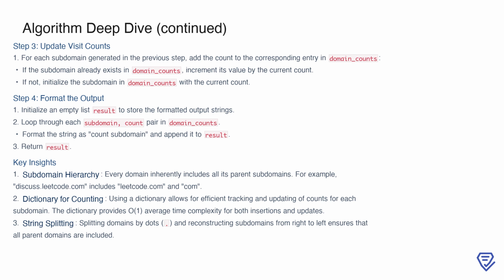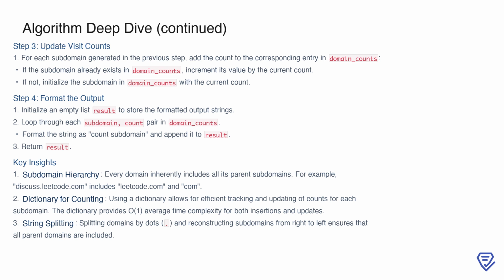By splitting the domain name by the dot separator, we can isolate its individual parts. For instance, splitting discuss.leetcode.com results in the list discuss, leetcode, com. From this, we generate subdomains by concatenating the parts from right to left. This produces the subdomains com, leetcode.com, discuss.leetcode.com.